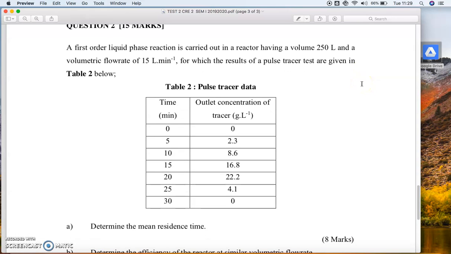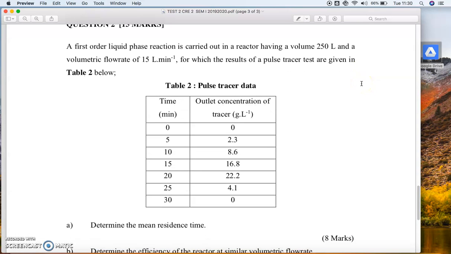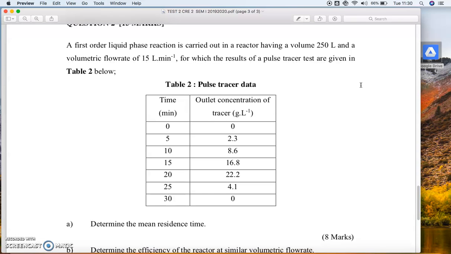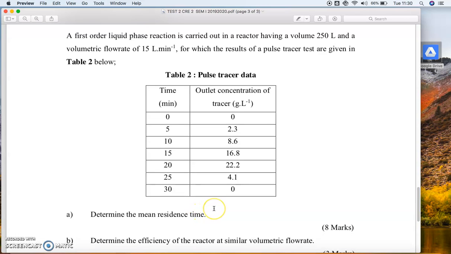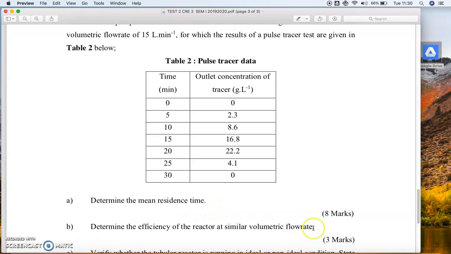So I will use one method of Simpson's rule only. The question wanted you to determine the mean residence time, and then determine the efficiency of the reactor at similar volumetric flow rate. This one I will explain to you later, but it is just similar to example 13.1 and 13.2. So let's have a look at the answer scheme I've made, but it's in Excel. More or less it's the same as manual calculation.